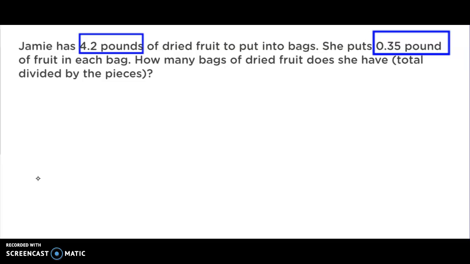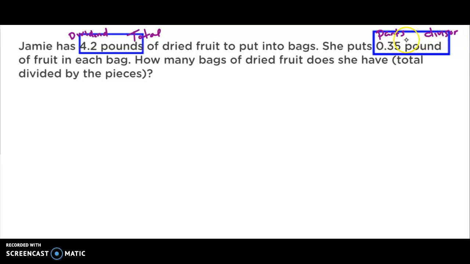Well, how many total pounds of fruit does she have? She has 4.2 pounds of dried fruit. That's her total, or her dividend. Same thing. And she's going to put 35 hundredths of a pound of fruit in each bag. So these are your parts or pieces, or your divisor. That's what you're dividing it up into.